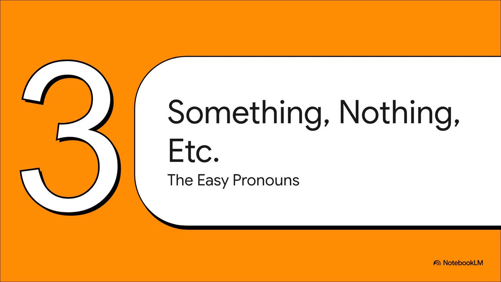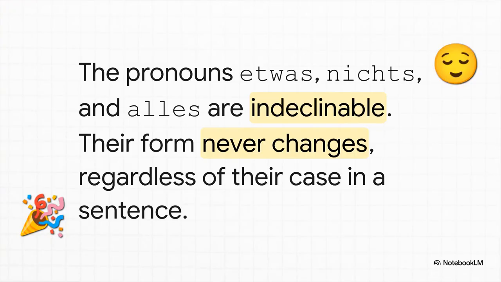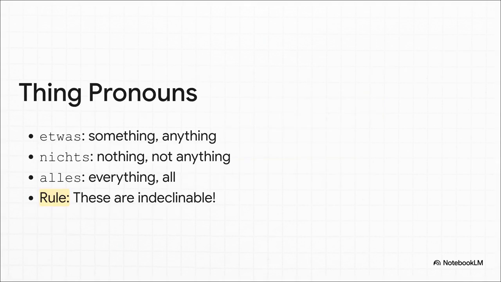Okay, let's move on to section 3, something, nothing, everything. I call these the easy pronouns, and you're about to see why. And here is the good news. These ones never, ever change. You can just take a deep breath, no case endings to worry about here. So here's your toolkit for talking about things. You've got etwas for something or anything, you've got nichts for nothing or not anything, and you've got alles for everything or all. And the key rule? They are indeclinable. Their form is always the same, always.